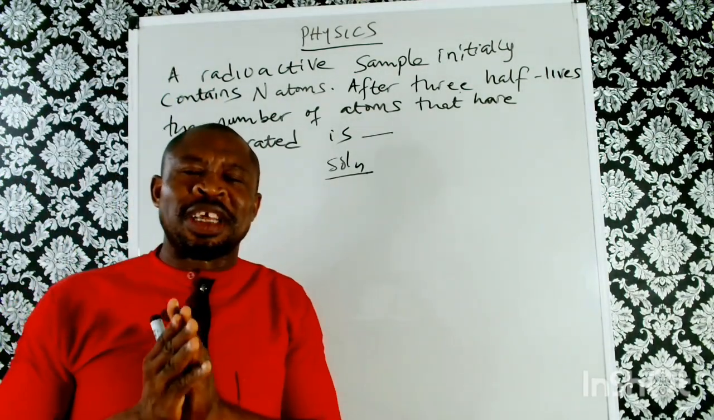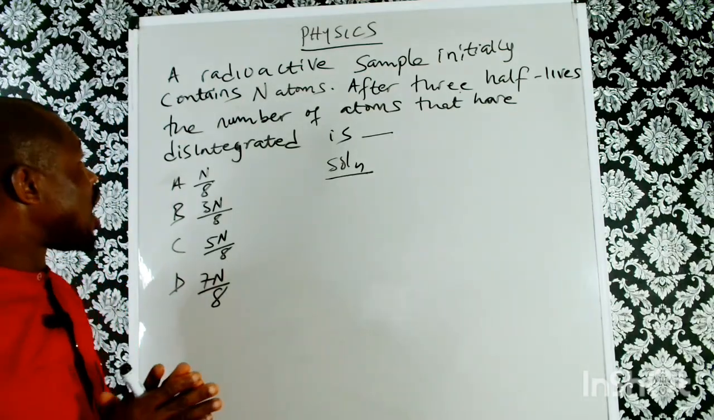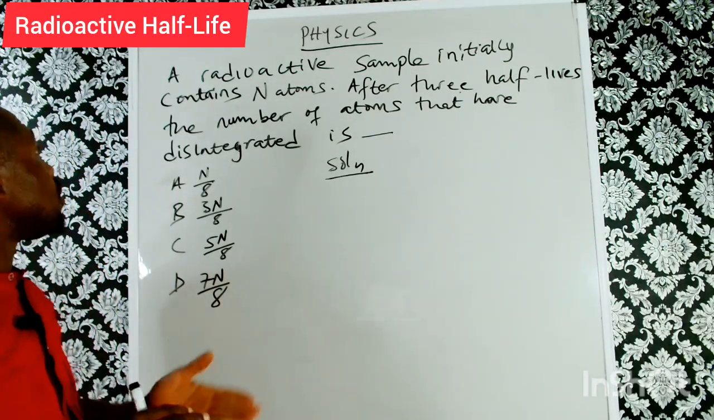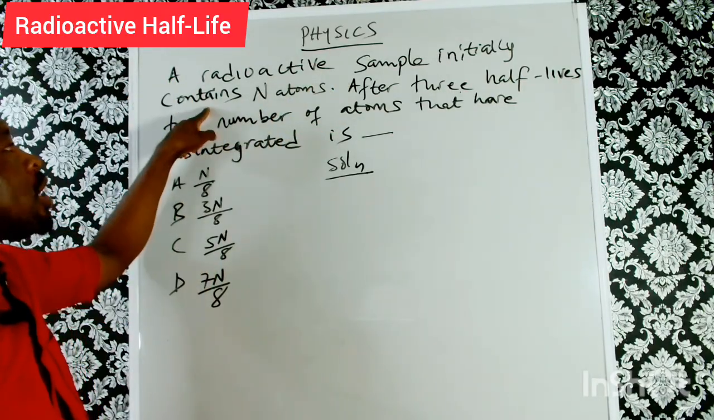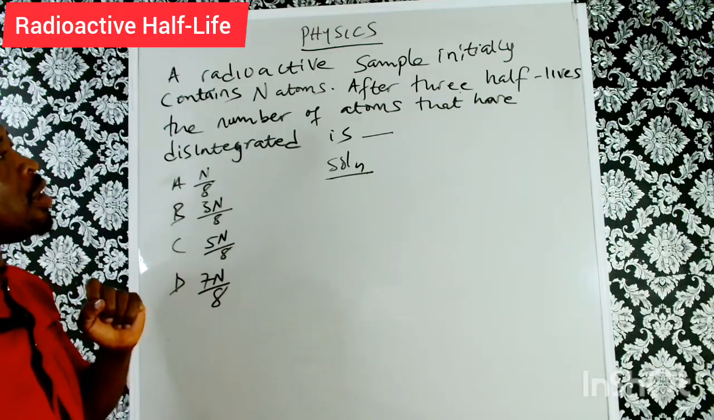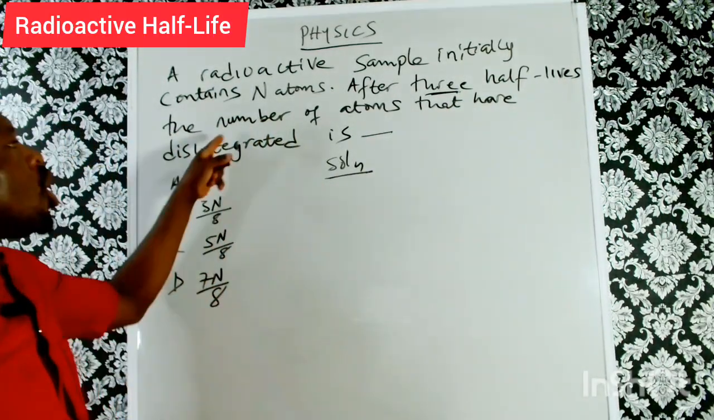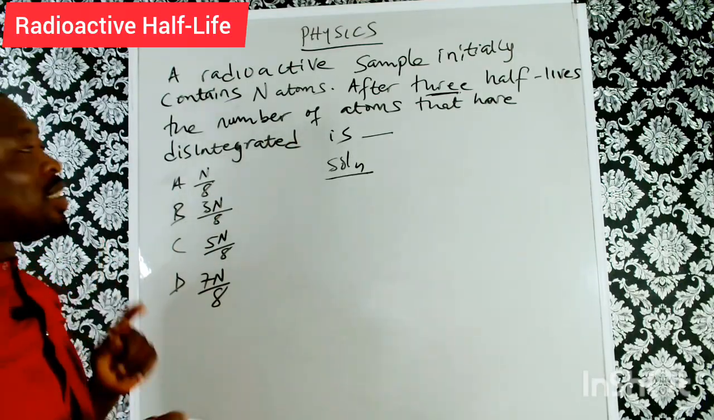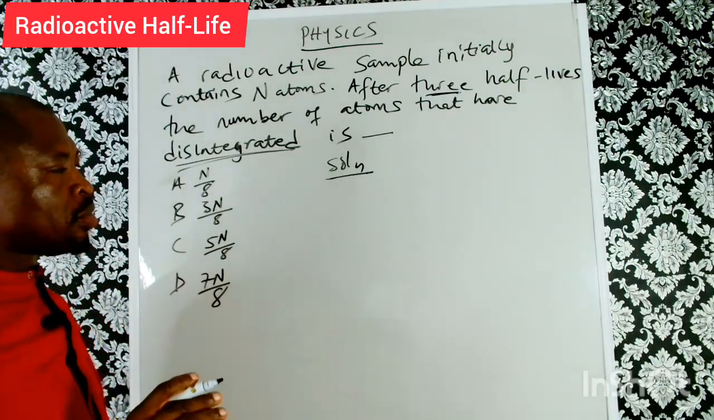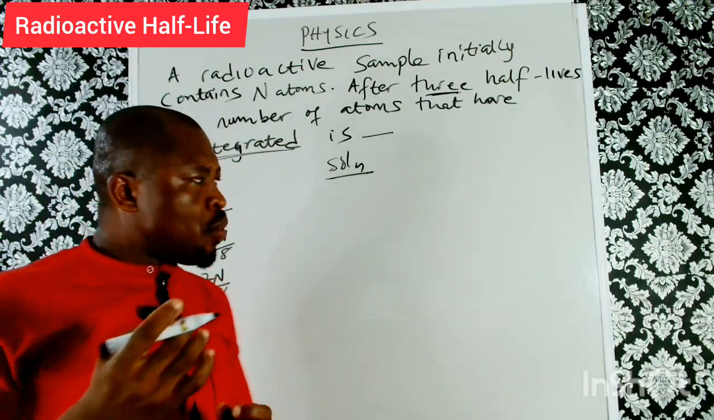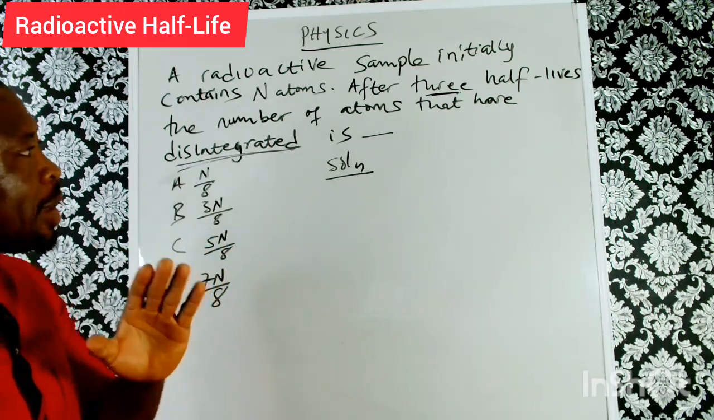Now, can we solve this problem on the board? Of course, this problem is on half-life. The question says, a radioactive sample initially contains N atoms. After 3 half-lives, the number of atoms that have disintegrated is dash. Now, of course, this is a jump question. If you need this type of question, we'll take it step by step.